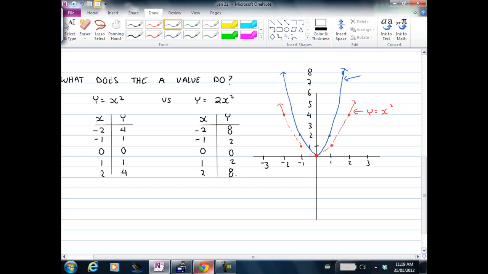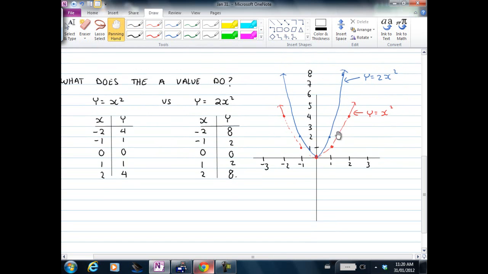This here is y equals 2x squared. So now the question becomes, how does adding a 2 affect your graph? Think about it. How does it affect your graph? This 2, what it does is it stretches this graph vertically. So imagine you take 2 hands and pull this graph. What you get is this.